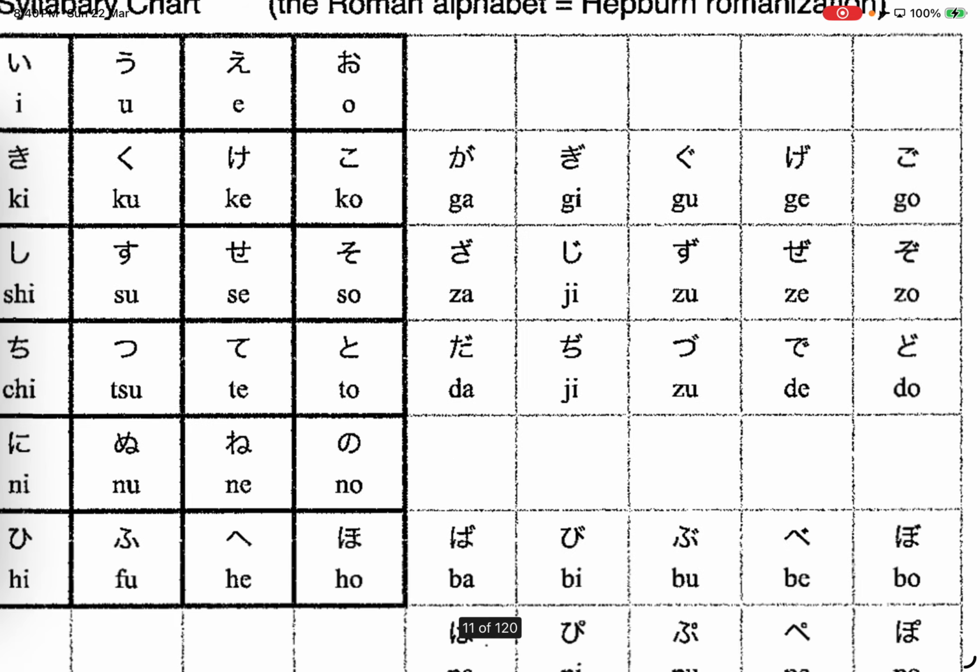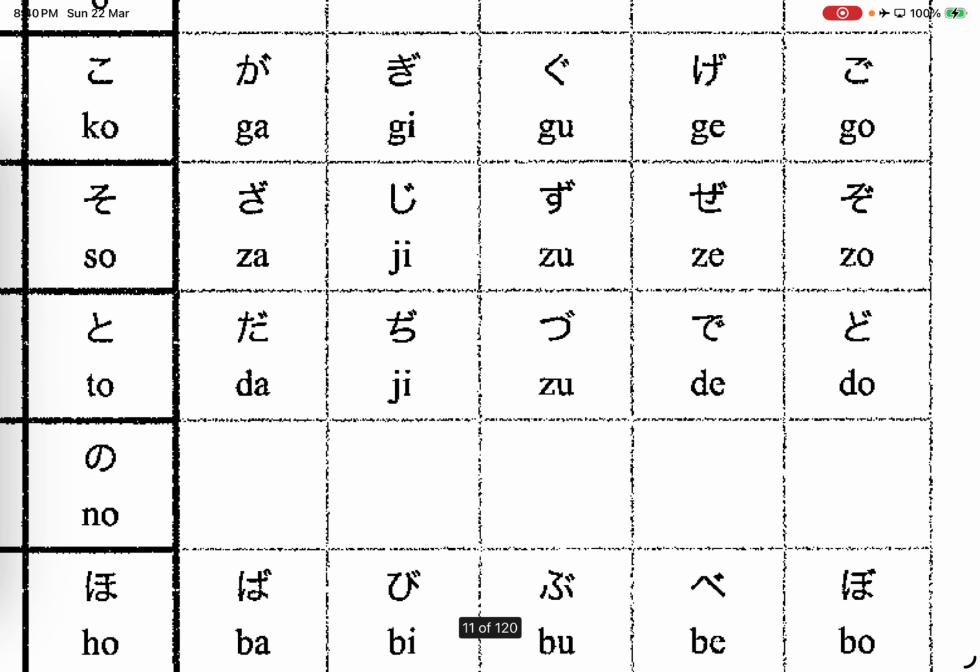So just repeat after me. Ga. Ga. Gi. Gi. Gu. Gu. Ge. Ge. Go. Go. Right, so from K sound becomes G sound. Next za. Za. Ji. Zu. Ze. Zo. Right, so za, zi, zu, ze, zo, but it's not really Z, but G.